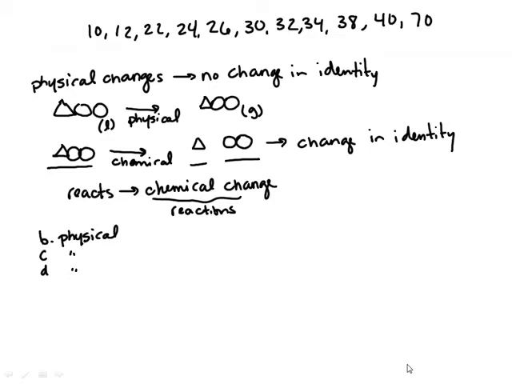Let's look at number 12. It says, indicate whether each of the following statements describes a physical or a chemical property.